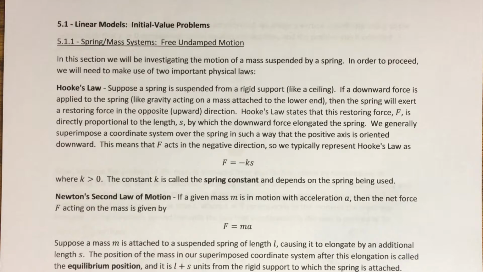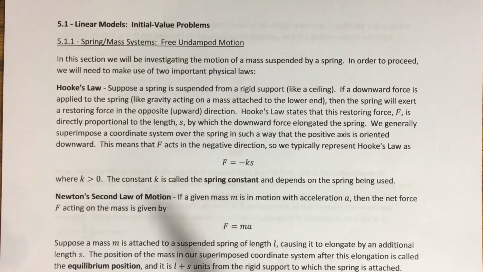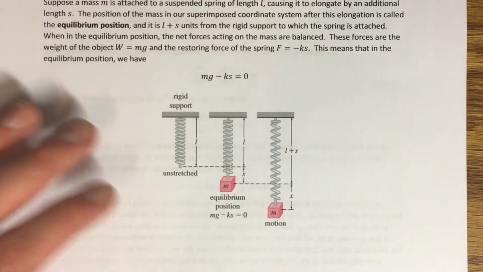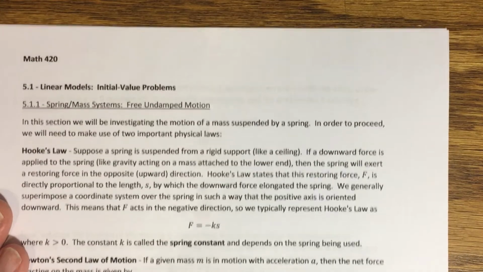Section 5.1.1, the first section that we're looking at, deals with, like we said, spring mass systems and a specific version of that we call free undamped motion. So the idea here is that we're looking at a spring suspended from some kind of rigid support, like a ceiling, for example, and then a mass being attached to the other end of that spring, some kind of weight. I have some pictures down here sort of illustrating this, but we'll get to this diagram in a bit.